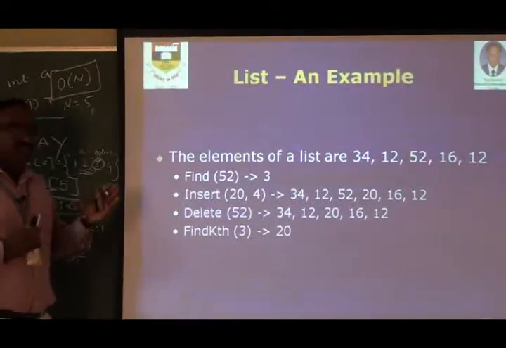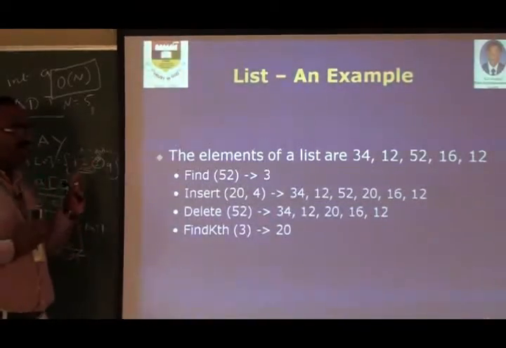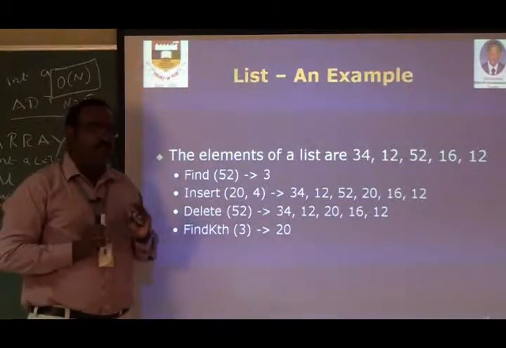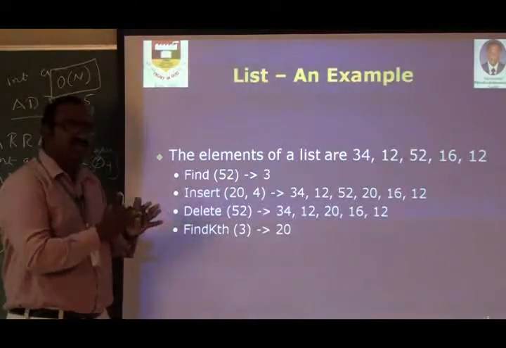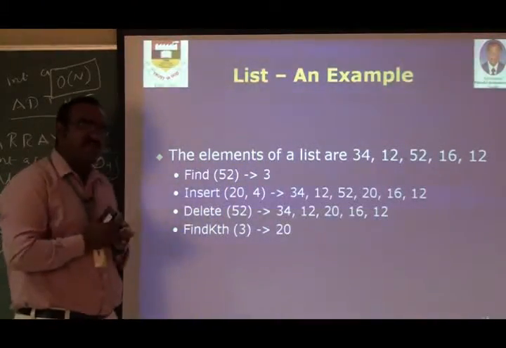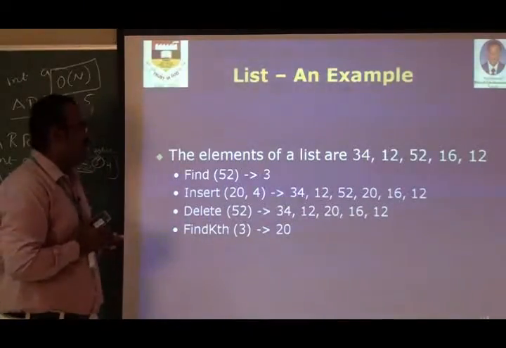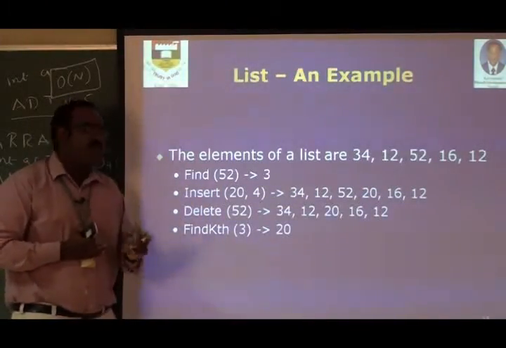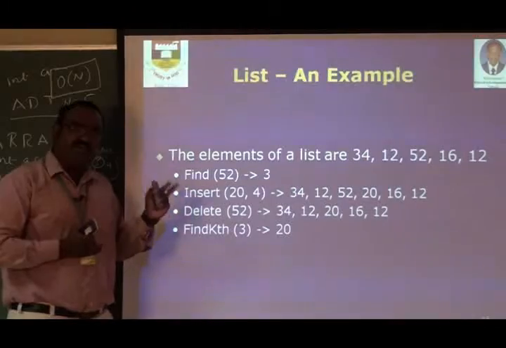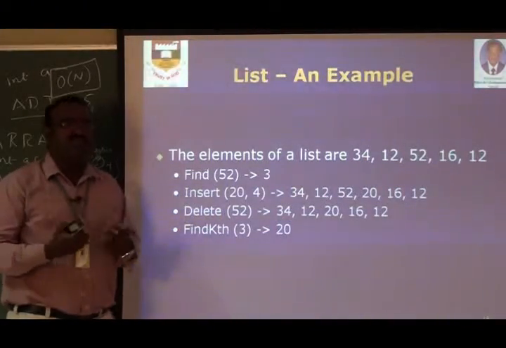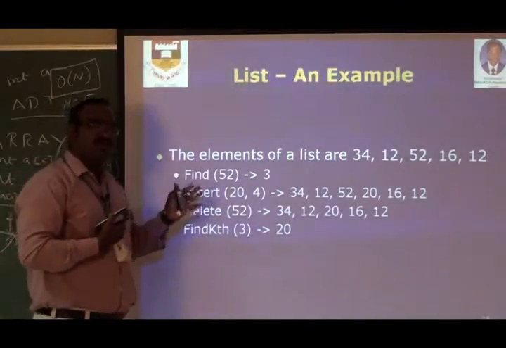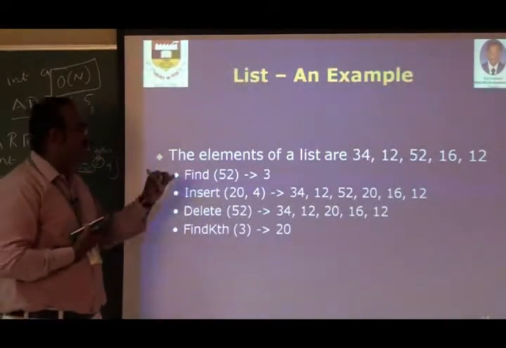Right. So this is a very simple example that we have already been given. It has 5 elements: 34, 12, 52, 16 and 12. This is a list which occupies contiguous memory locations, a sequential memory location. Now the operation being performed is find 52. 52 is a data element, so we know only the data element. We don't know the position of 52. So which algorithm is to be executed? The operation executed is find 52.